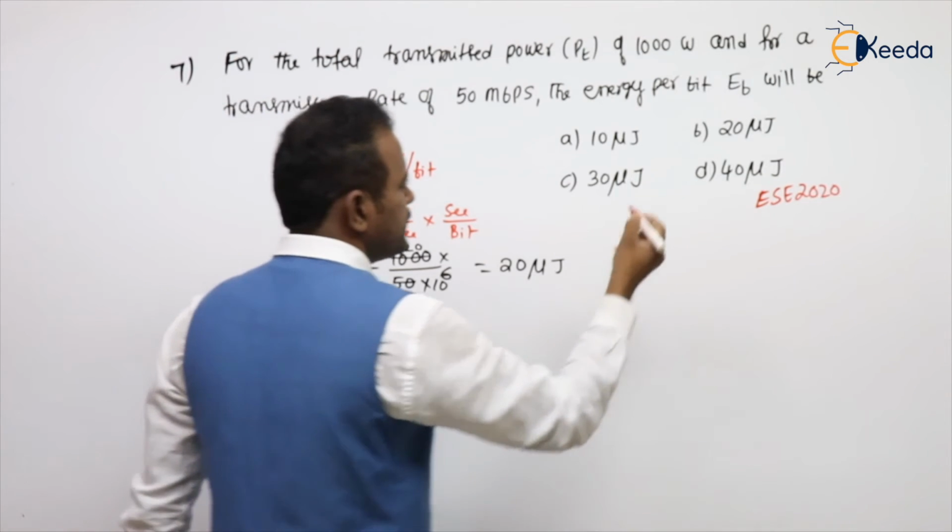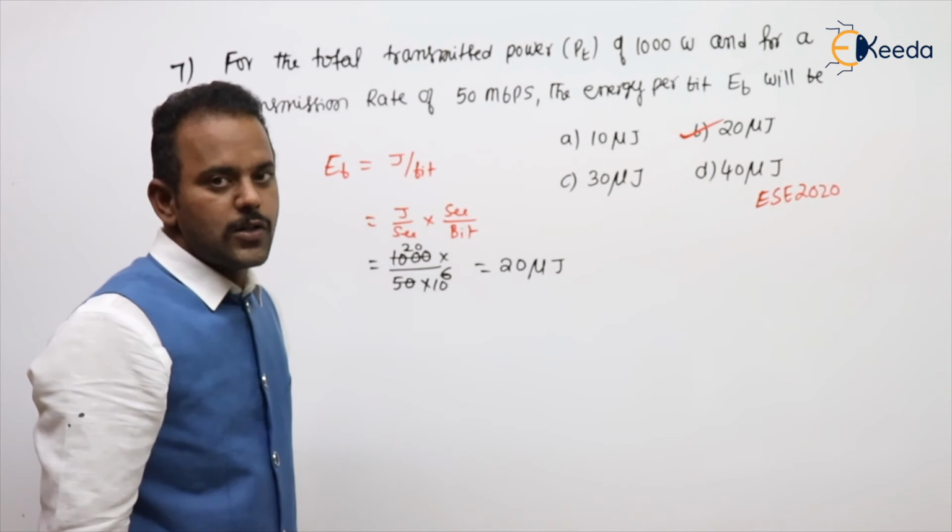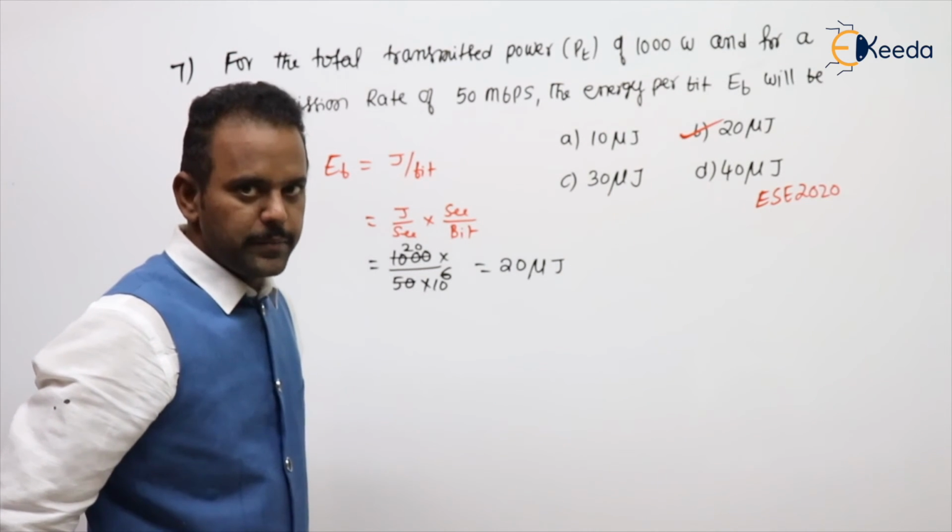A simple logic based on the energy power relations. In the Shannon limit also, I gave the point. What is EB? Clear?